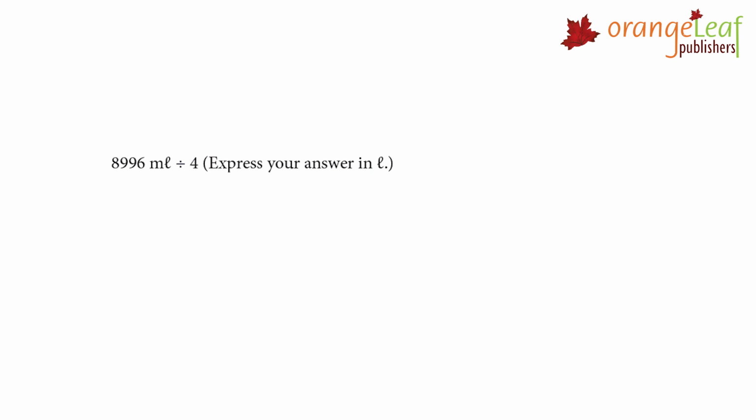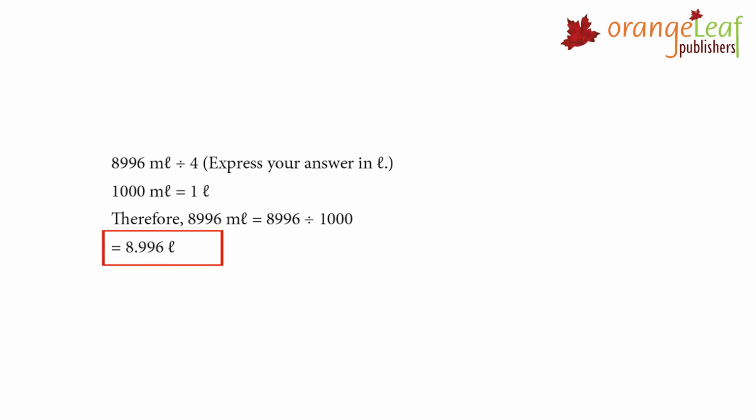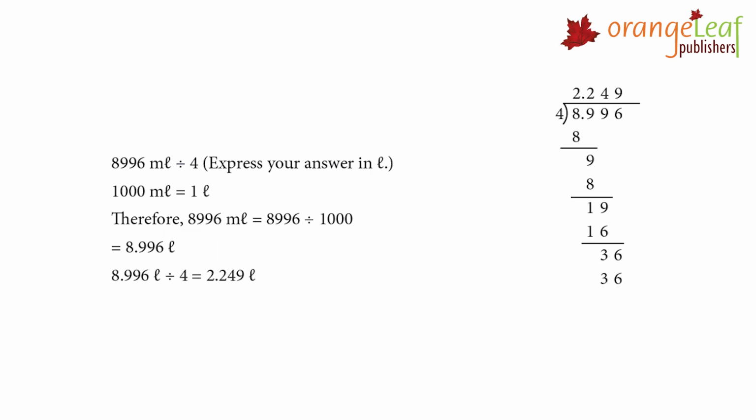Now let's divide 8,996 milliliters by 4 and express the answer in liters. We know that 1000 milliliters is equal to 1 liter. Therefore, 8996 milliliters is equal to 8.996 liters. When we divide 8.996 liters by 4, the final answer is 2.249 liters.